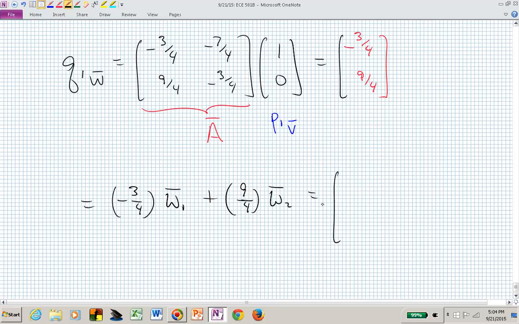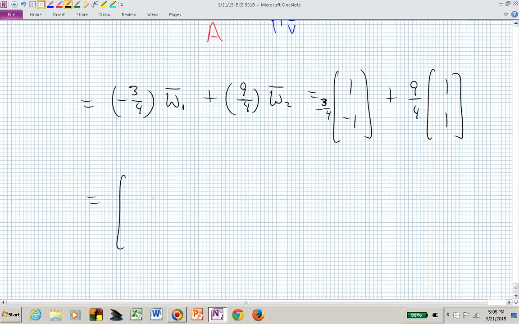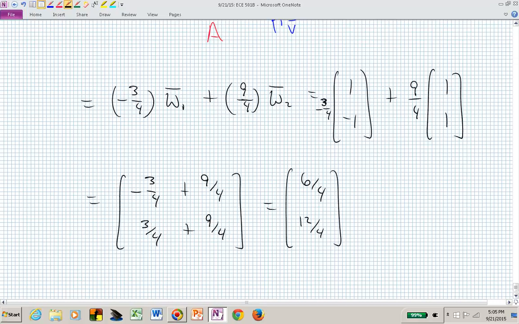Well, that now is minus 3/4 times W1 bar, which was 1, minus 1, plus 9/4 scaling W sub 2 bar, or that's now minus 3/4 and 3/4 plus 9/4 and 9/4, or we have 6/4 in the first coordinate and 12/4 in the second coordinate, and that's back where we wanted to be.